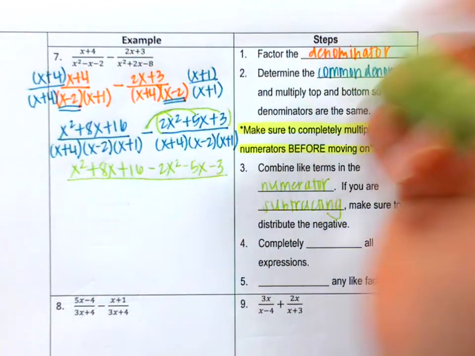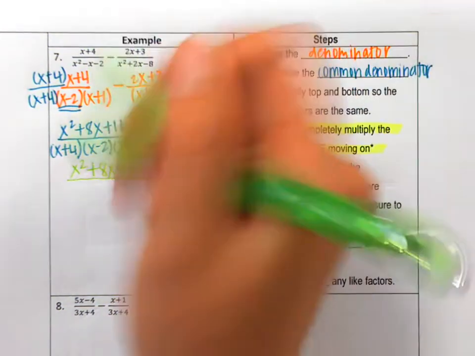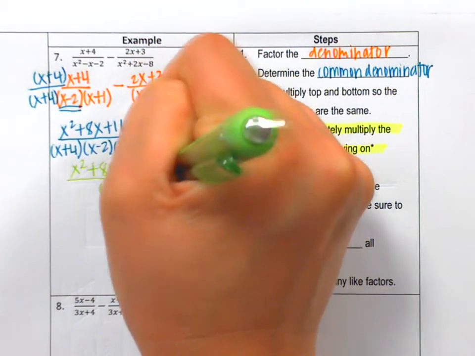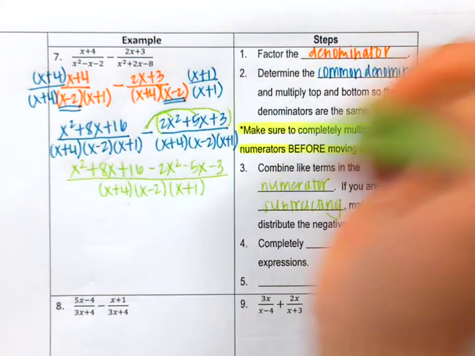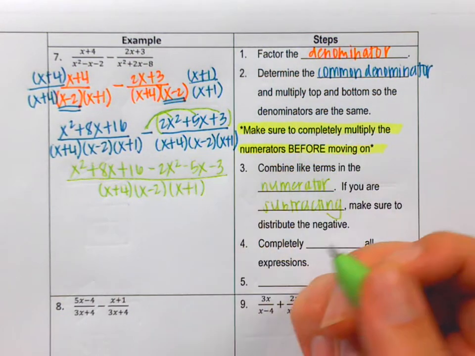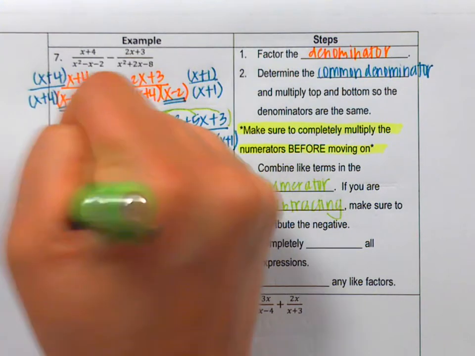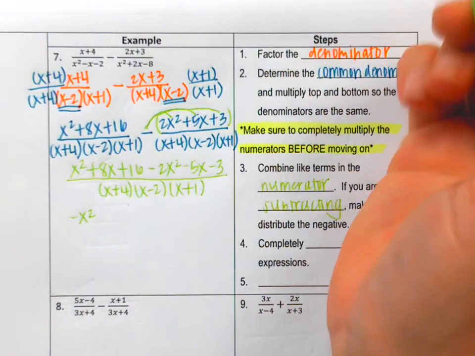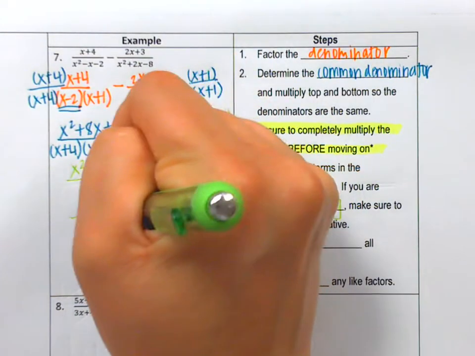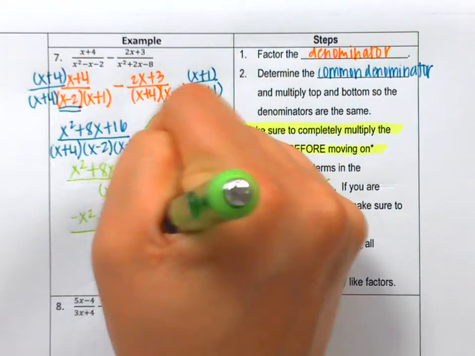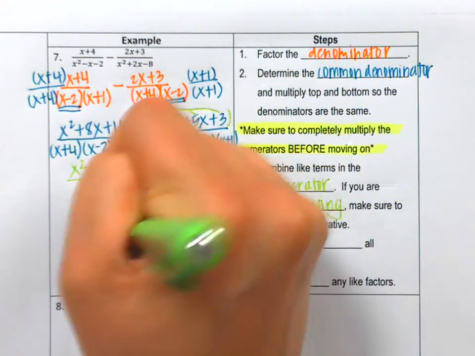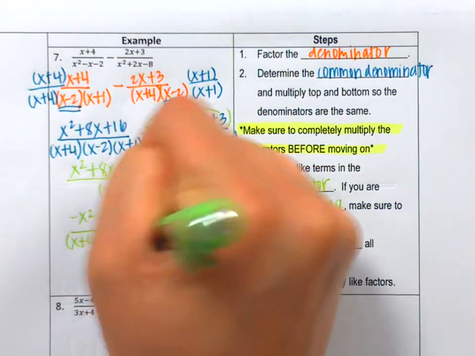And now all over one denominator because they're the same, of x plus 4, x minus 2, x plus 1. So now I can combine my like terms. X squared minus 2x squared is negative x squared. 8x minus 5x is 3x. And 16 minus 3 is 13. All divided by that same denominator, x plus 4, x minus 2, and x plus 1.